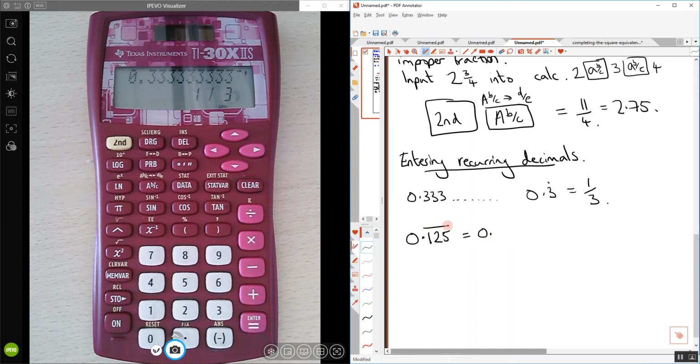So what does the line mean? 0.125125. Yeah, it means it's repeating. The 125 part is repeating. 125, 125, 125, 125, and so on. Just to show that it keeps going, I put a couple of dots.